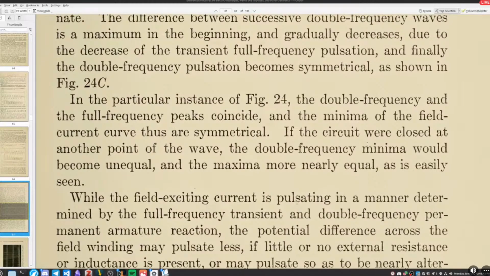In the particular instance of Figure 24, the double-frequency and the full-frequency peaks coincide, and the minima of the field current curve thus are symmetrical. If the current were closed at another point of the wave, the double-frequency minima would become unequal, and the maxima more nearly equal, as is easily seen.